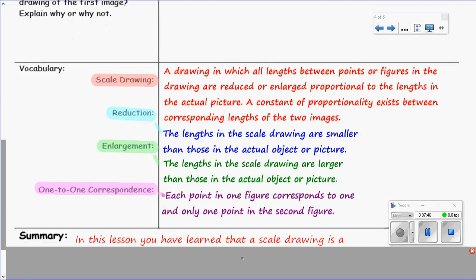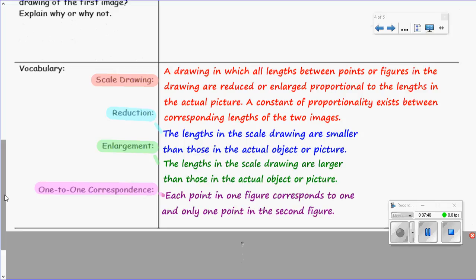So go ahead and copy in your vocabulary for scale drawing, reduction, enlargement, and one-to-one correspondence. So that's right there on page 68. And once you're done, you're done.